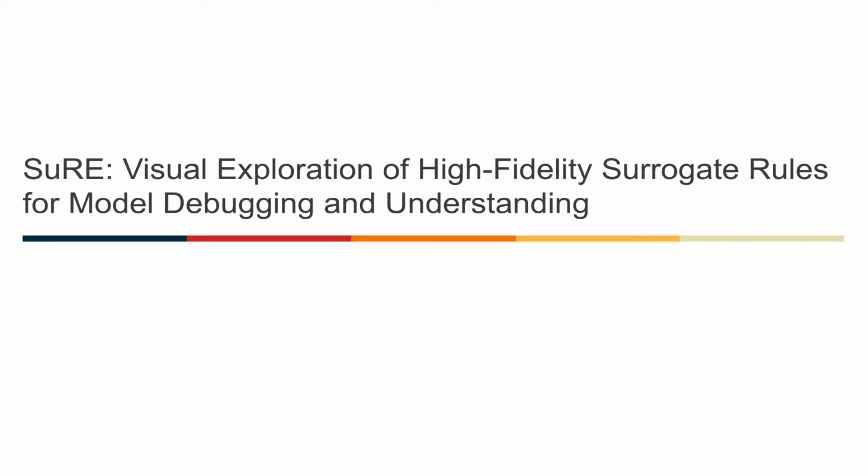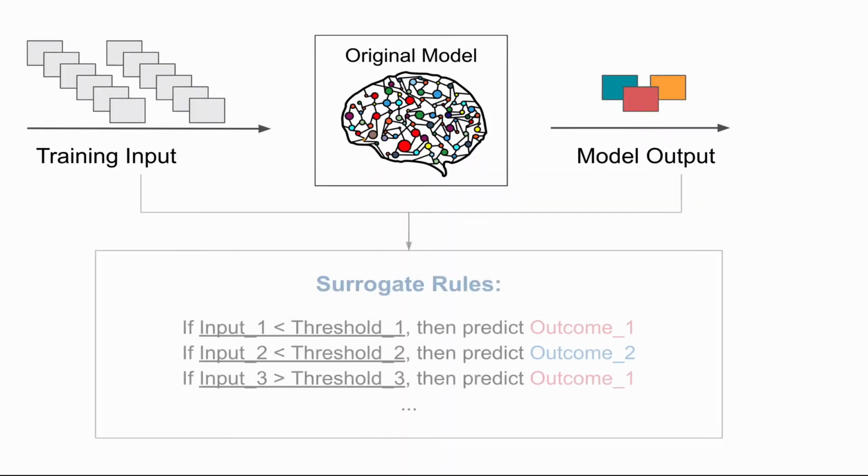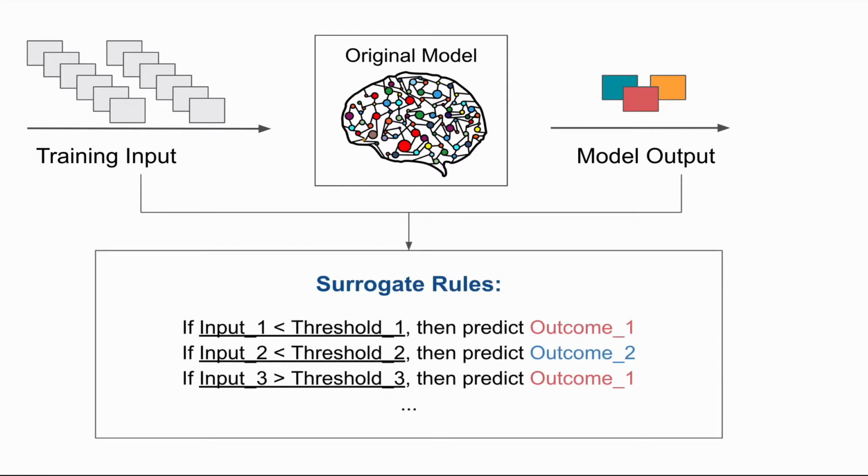In this video, we present SuRE, an interactive visualization tool that helps you explore and understand black box models. SuRE is based on a rule generation algorithm that tries to produce high-fidelity if-then rules to describe the behaviors of a black box classification model, even without having access to the internals of the model. We call these rules surrogate rules because they are not used for prediction, but to approximate and describe the original model's prediction behaviors.